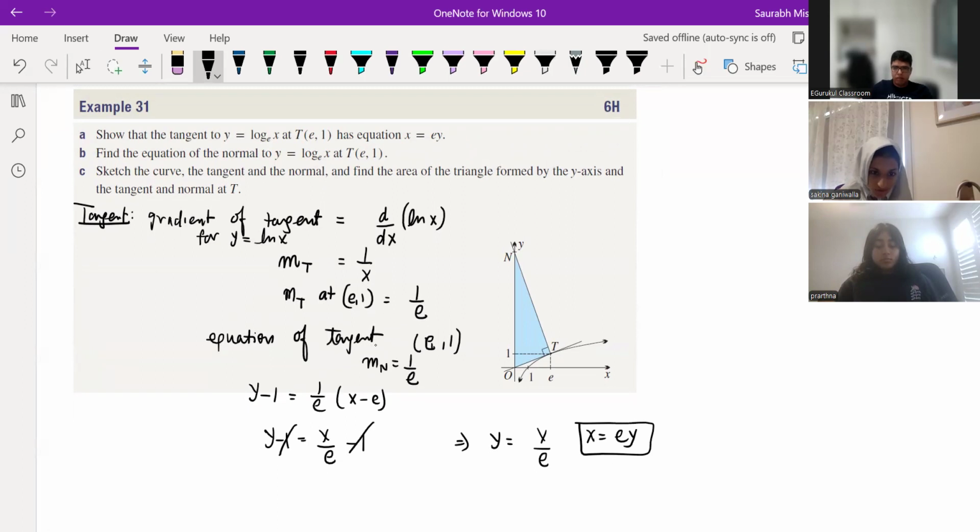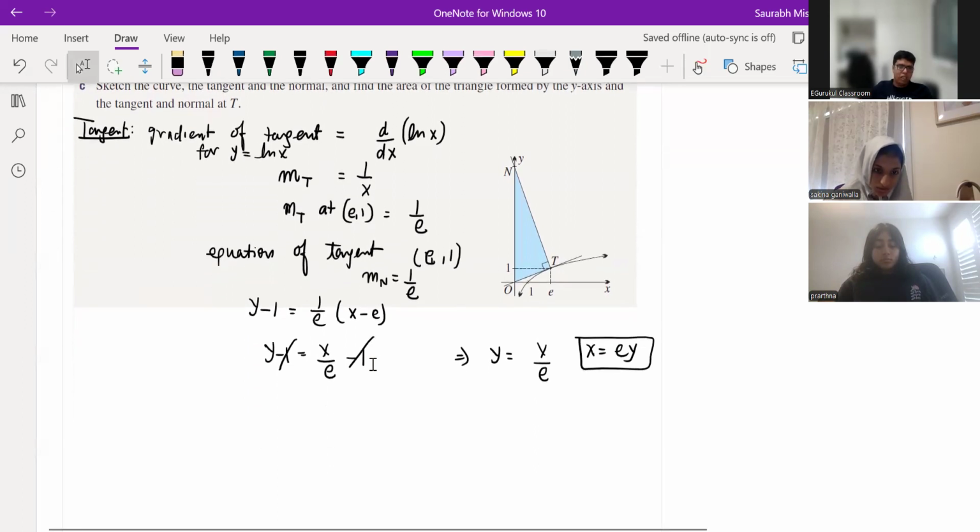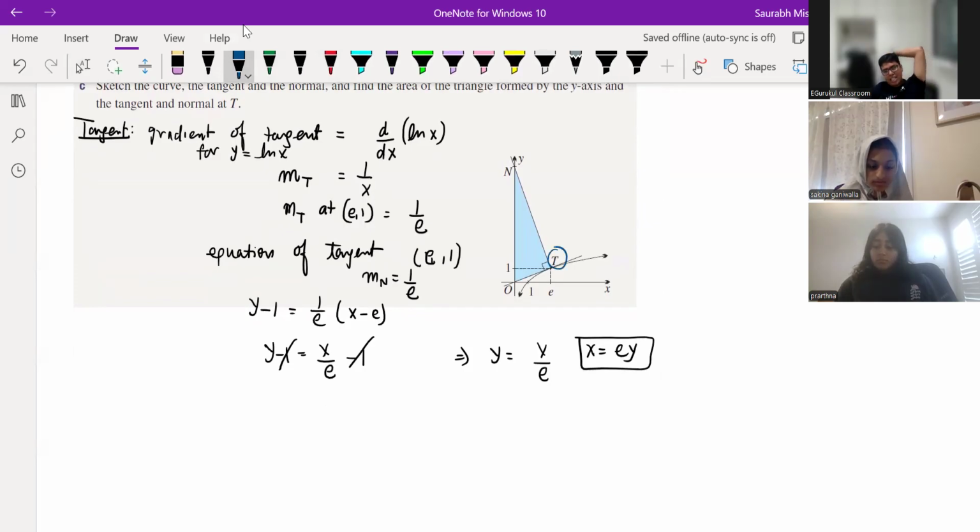I didn't do the y minus 1 and the x minus e. Okay, because that point is a very important point. It is on the tangent, it is on the curve. So it has two properties. This T point is on tangent, actually three properties, on normal. In these kind of questions, this point is quite important on the curve. So it will follow all this relationship.